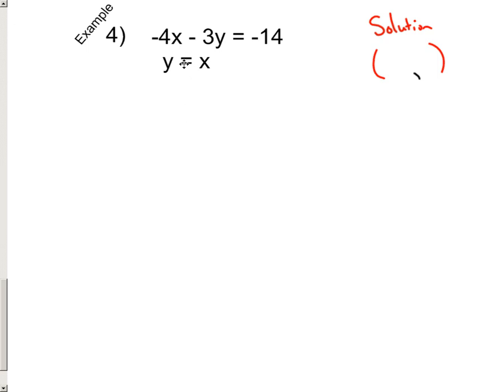It's your choice. Personally, I look at this and I go, you know what? This y is equal to x. So this y, I'm going to replace it with x. So let's write it out. Negative 4x minus 3, and that's going to be multiplying to y, but y is equal to x. So let's just put an x here. Equals negative 14. Combine like terms, and you're done with at least that one variable.